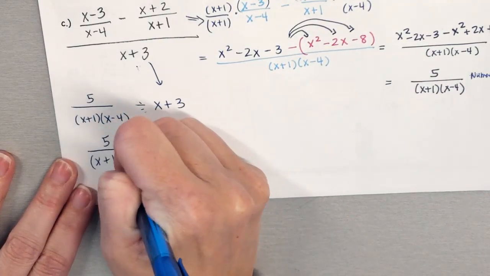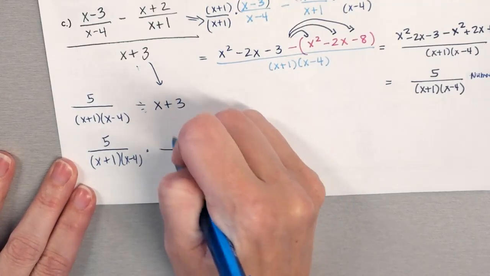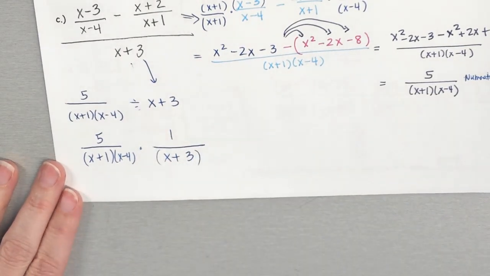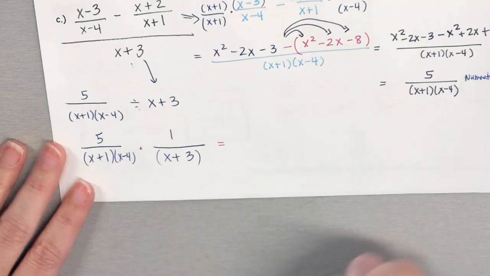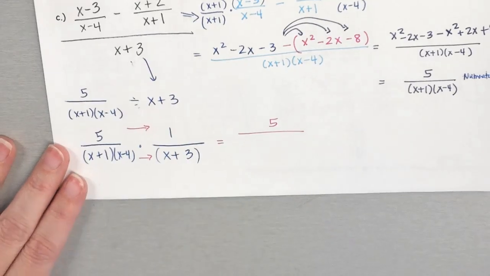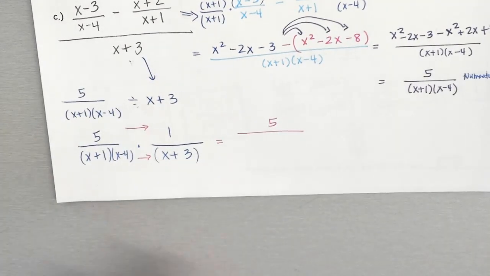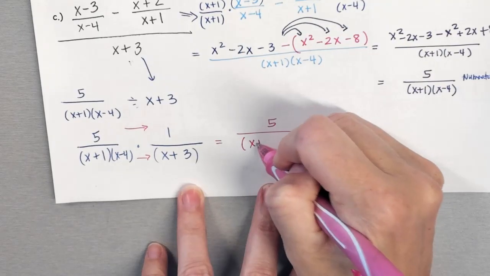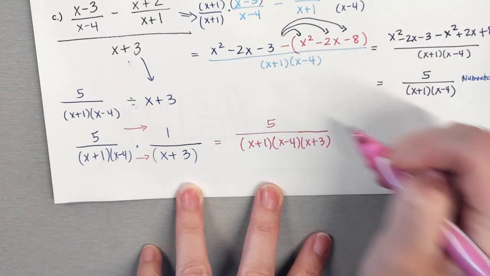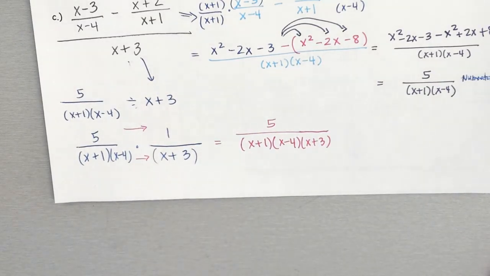What is going to be the flip? Good. 1 over x plus 3. It's the reciprocal. Okay, so now we can just multiply straight across. 5 times 1 is 5. And then on the bottom, again, it doesn't matter what order you put them in, but this is going to be your final. Okay, and you can leave it just like that. So that would be factored form. So you do not have to FOIL it out there.